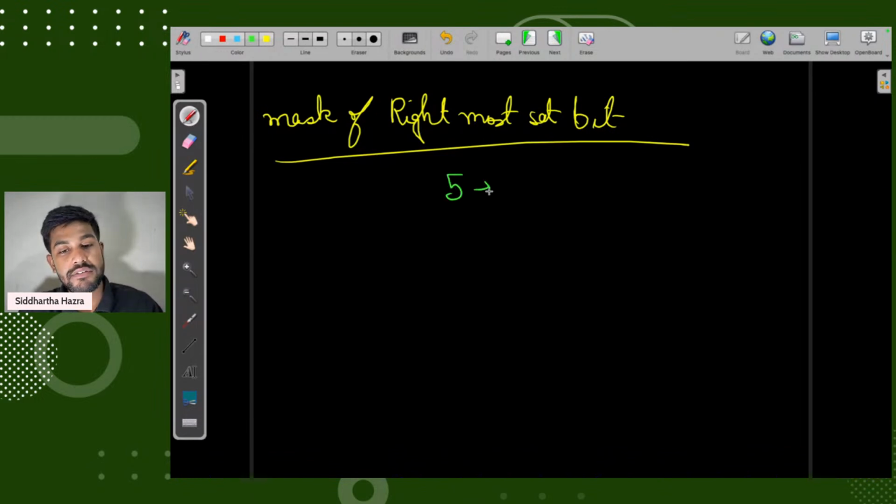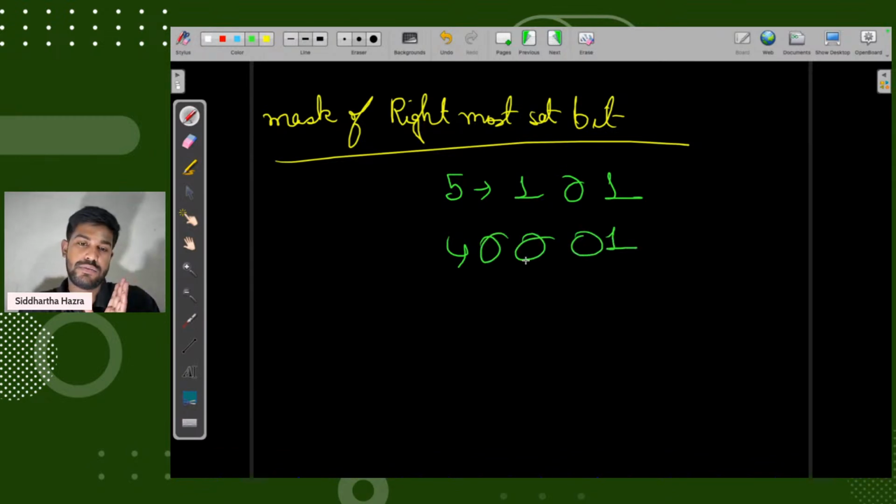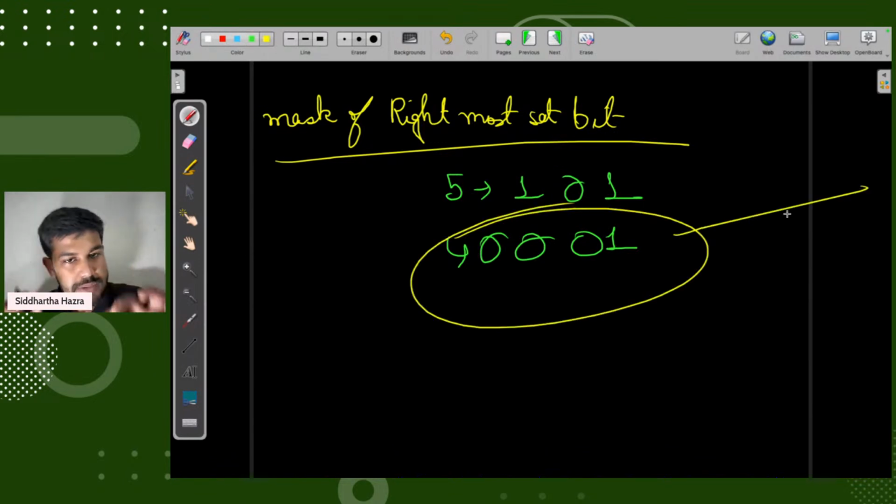Let's suppose we have 5. The value is 101. So we need something where the last set bit stays and everything else would be 0. This is what I ask you. First, this is the meaning of the rightmost set bit. The mask of the rightmost set bit means this.